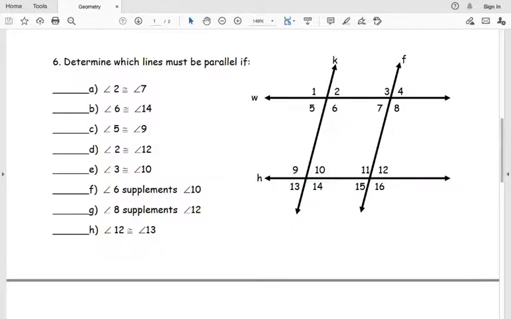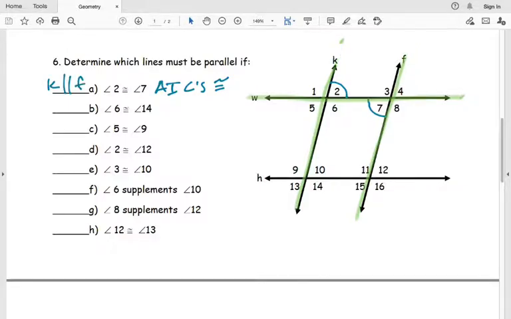We've got angle 2 congruent to angle 7. Those are formed by these lines and this transversal. So that tells me that those are alternate interior angles, and alternate interior angles that are congruent mean that lines K and F are parallel to each other.